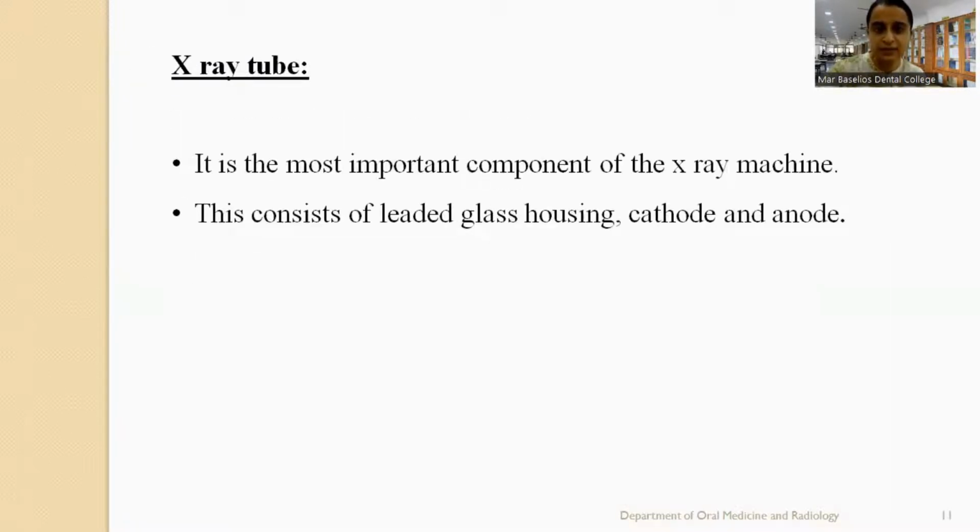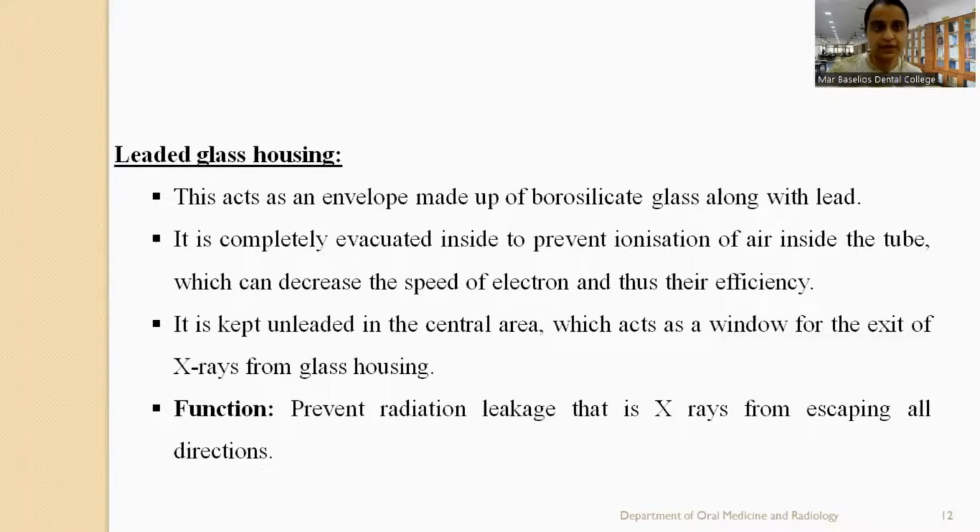An X-ray tube is the most important component of the X-ray machine. It is mainly composed of the leaded glass housing, the cathode and the anode. The leaded glass housing acts as an envelope. It is made up of borosilicate glass along with lead. It is completely evacuated inside to prevent the ionization of air inside the tube.